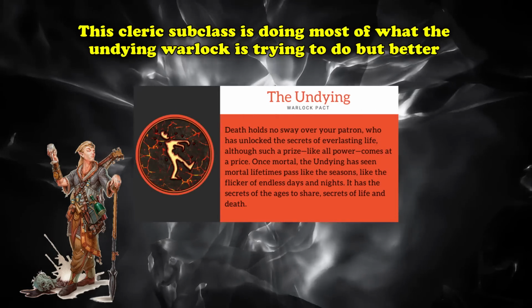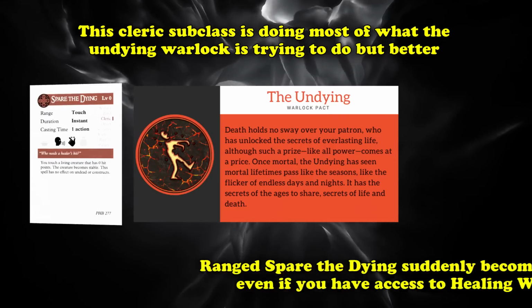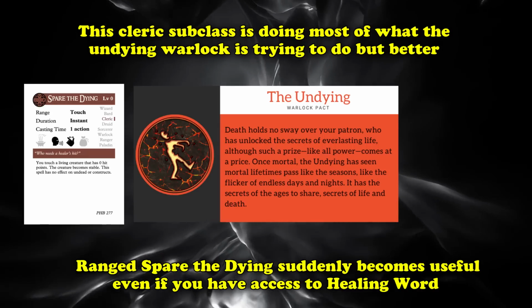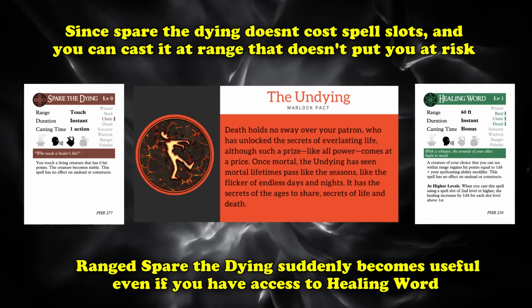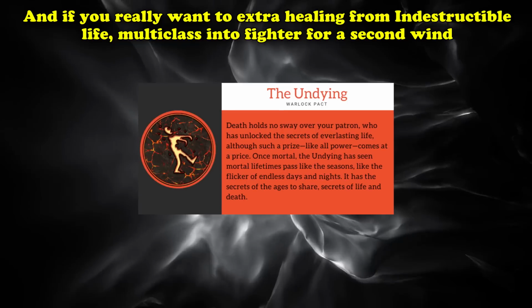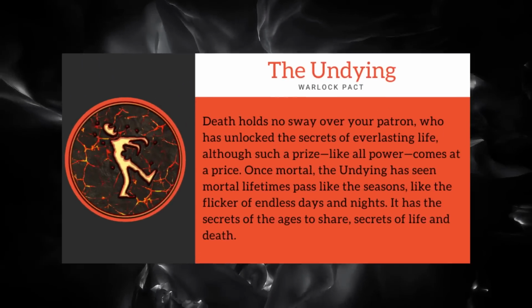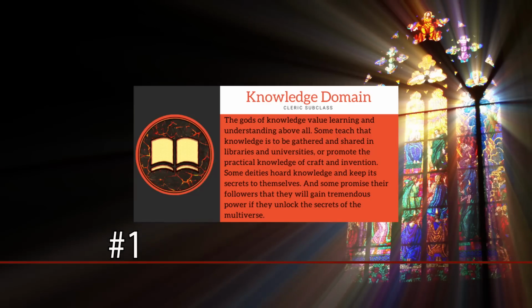Both of these combined basically do what Undying Warlocks want to do, but much better, since Spare the Dying's range is actually pretty useful even if you already have someone with Healing Word, as you'd still be able to stabilize someone with only a cantrip at a safer distance. And like it was said before, Indestructible Life is just a worse Second Wind, although reattaching fallen limbs is admittedly neat flavor-wise. And finishing off this list at the number 1 spot is the Knowledge Domain Cleric.